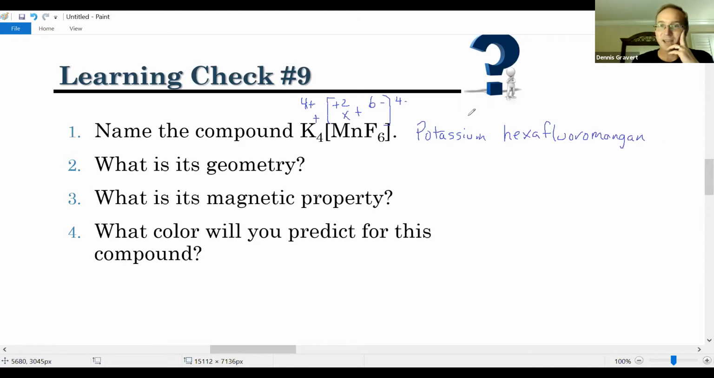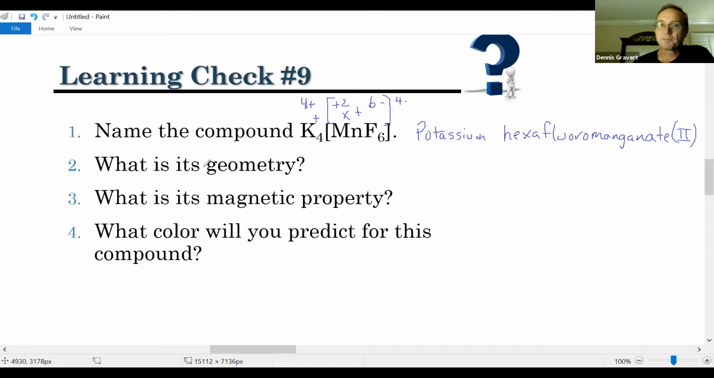before I write the name of manganese, the whole thing has a net -4 charge. So you have to add -ate. So it's manganate. And then the oxidation number is a +2. There we go. There's the name of the complex.